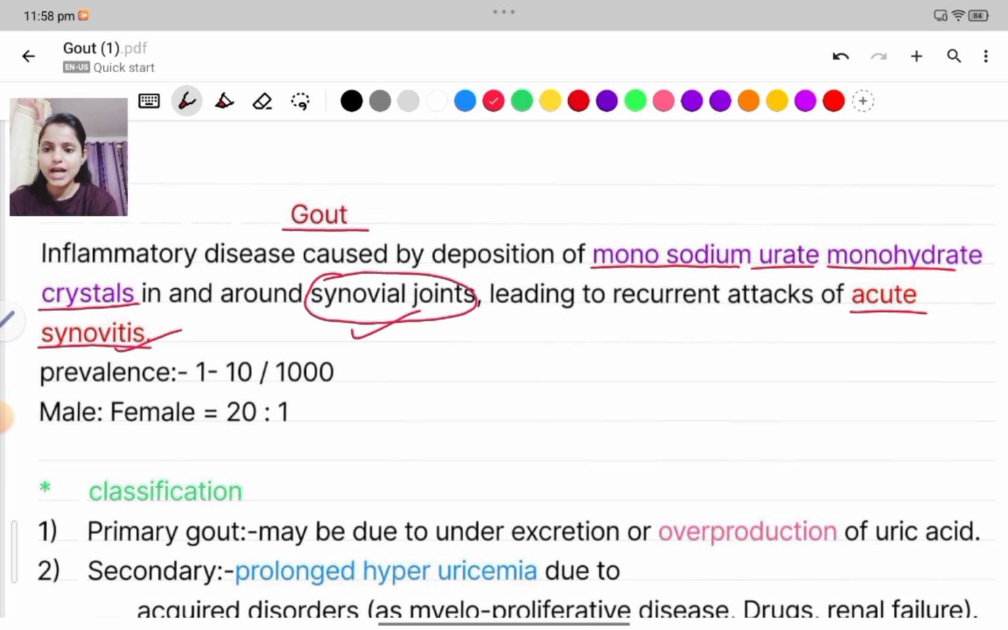The prevalence of gout is 1 to 10 per 1000 persons. It more commonly occurs in males, and the ratio of male to female is 20 to 1.